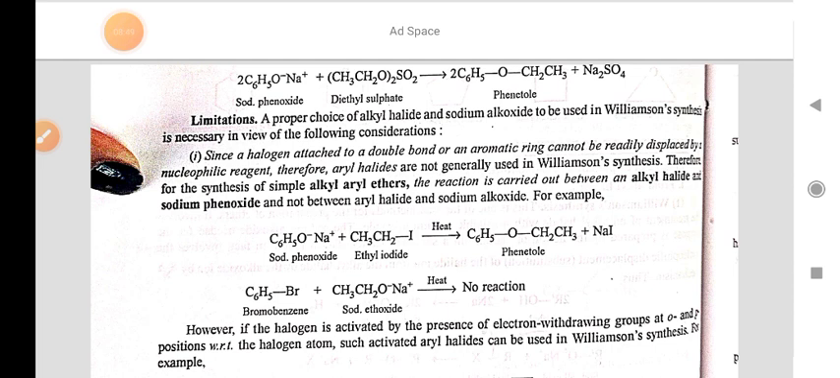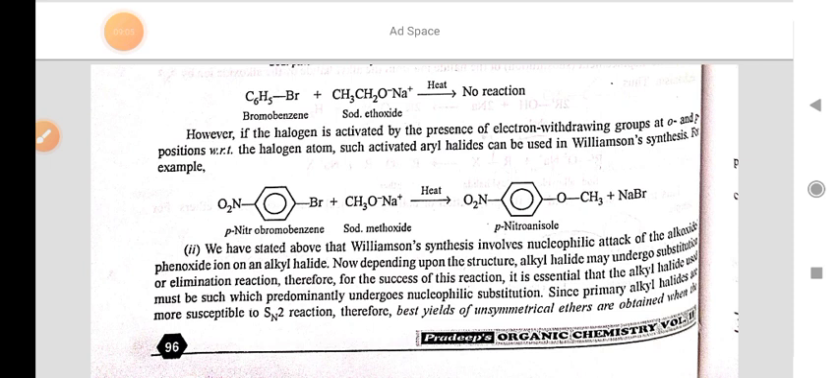For example, sodium phenoxide plus ethyl iodide gives phenetole plus sodium iodide on heating. Bromobenzene plus sodium ethoxide on heating gives no reaction. However, if the halogen is activated by the presence of an electron withdrawing group at ortho and para positions with respect to the halogen atom, such activated aryl halides can be used in Williamson synthesis. For example, para-nitrobromobenzene plus sodium methoxide gives para-nitroanisole plus sodium bromide.